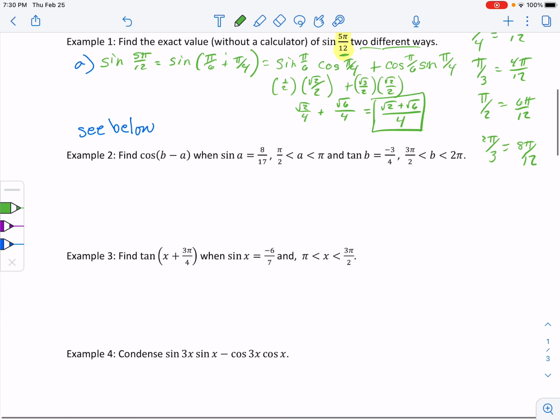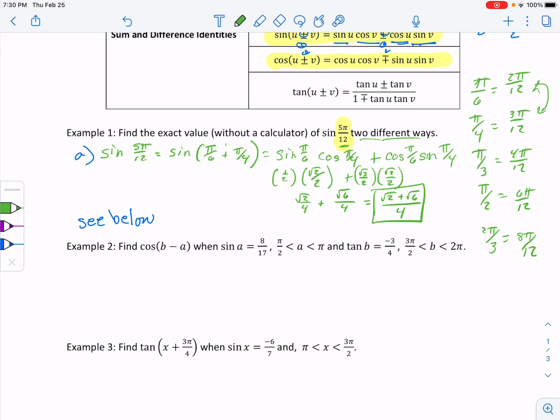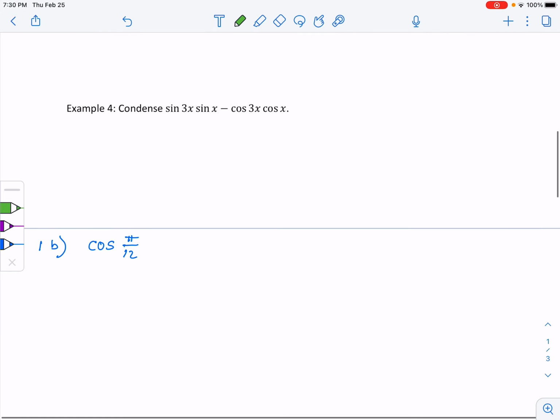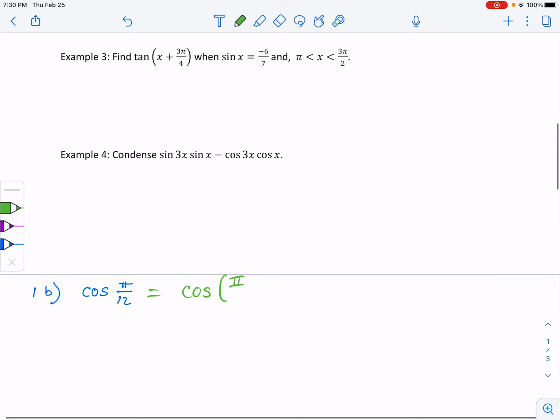Okay, I got to get to pi over 12. I can either do pi over 3 minus pi over 4 or pi over 4 minus pi over 6. Let's do pi over 3 minus pi over 4. Okay, so I'm going to write this as the cosine of pi over 3 minus pi over 4. Because that's 4 over 12 minus 3 over 12 gives me 1 over 12.